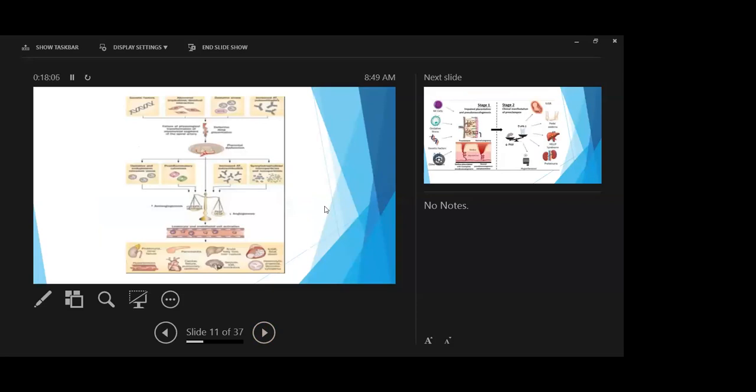Here you can see that the genetic factors and abnormal syncytiotrophoblast invasion, oxidative stress, they all lead to a defective placental invasion, and because of which there will be release of pro-inflammatory cytokines. As a result, there will be imbalance between the angiogenic factors and anti-angiogenic factors, and it will lead to the development of pre-eclampsia.